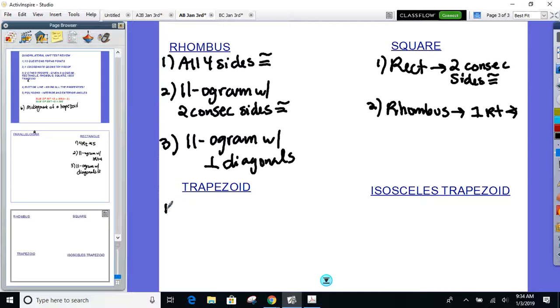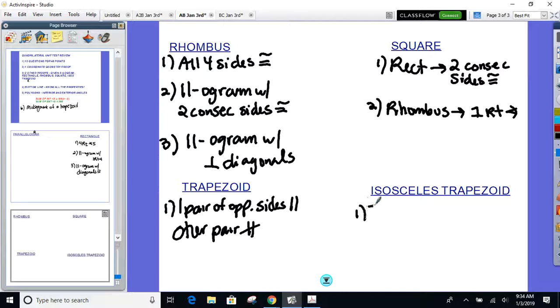Trapezoid. You don't have an option. There's only one way to show a trapezoid. Okay, hold on. One pair of opposite sides parallel. That does not make it a trapezoid. You have to show the other pair not parallel. Okay. And then how do you make that into an isosceles trapezoid? So you got your trapezoid, and then you show congruent legs. All right.